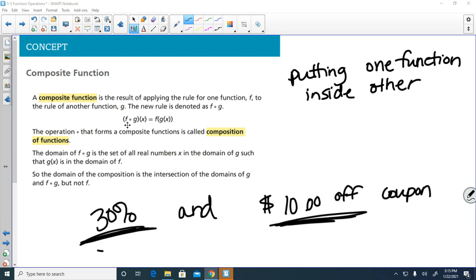Now the symbol for composition is an open circle, and we say this out loud. I would say that out loud as, I'm going to put some quotations, "f of g of x." F of g of x. The second part means the same thing, f of g of x. So that means I'm going to take the g function and put it inside of the f function.